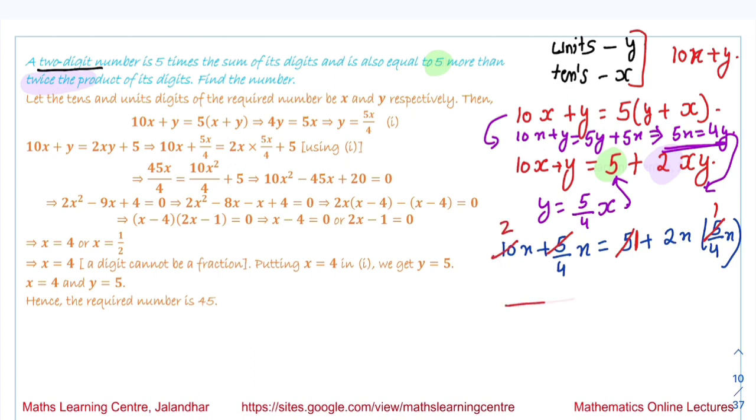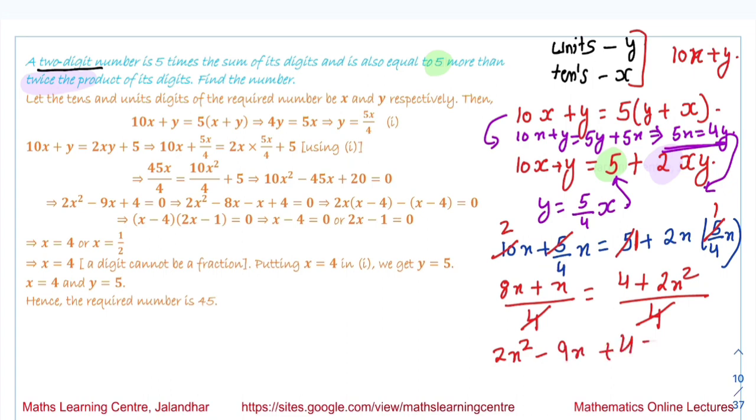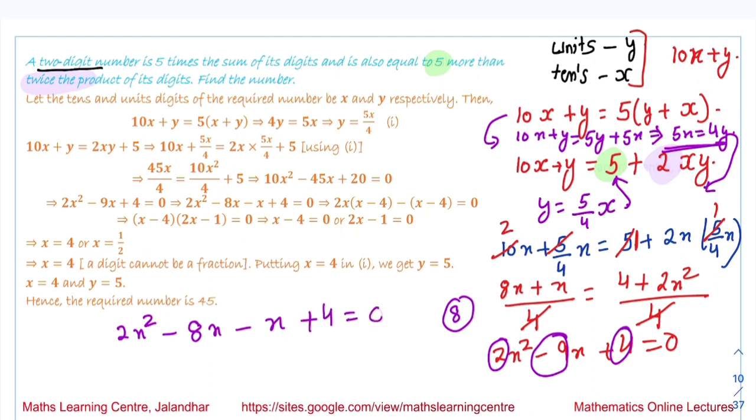Now if we take 4 as LCM over here, it is 8x plus x is equal to 4 plus 2x square. These two 4's get cancelled and what we are left with is 2x square minus 9x plus 4 is equal to 0. Now we can write it as 2x square; the product we require is 8 and the sum we require is minus 9. So it is minus 8x minus x plus 4 is equal to 0.